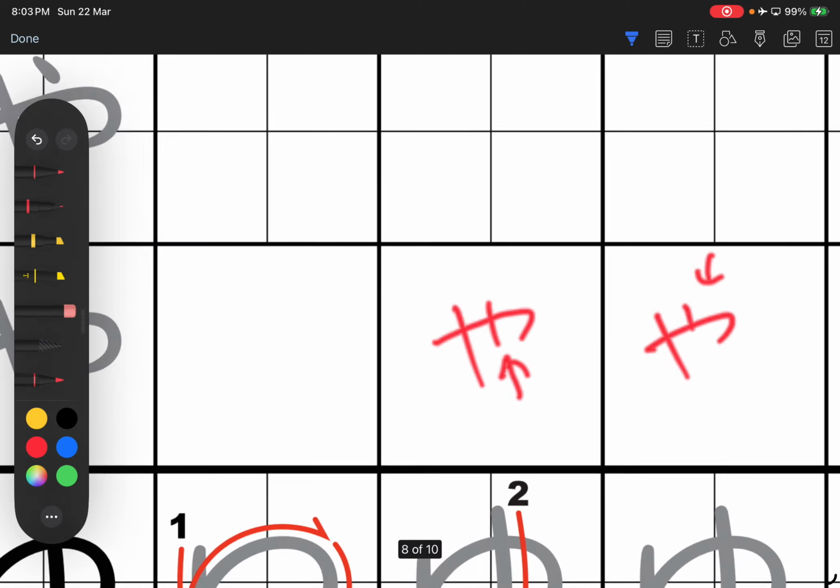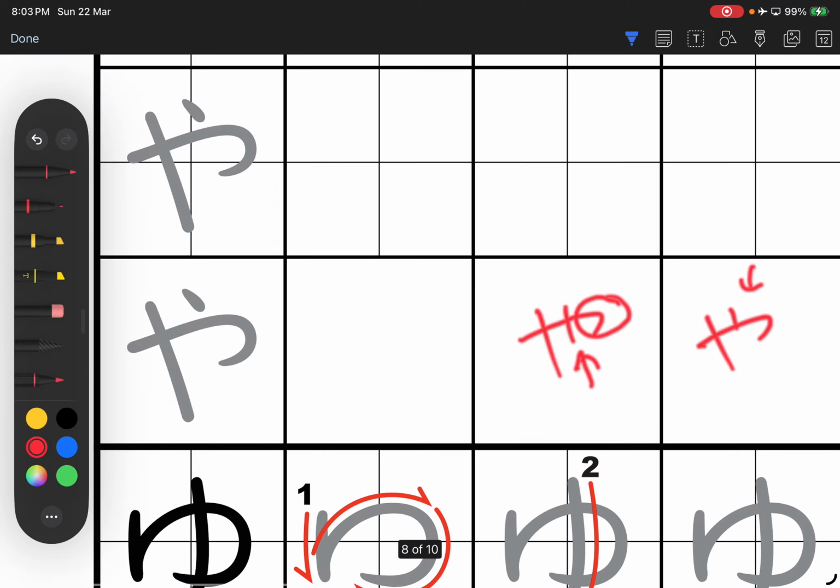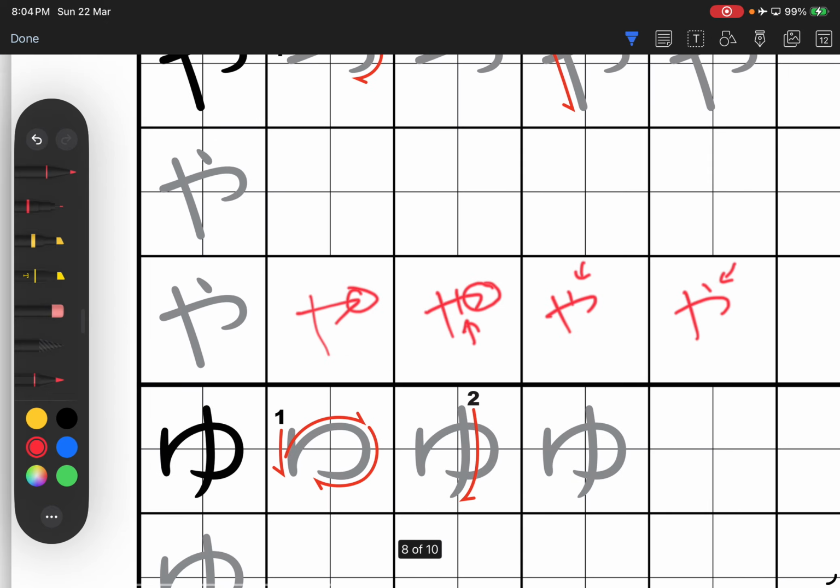For this one, just be very careful. Your hook here, don't be too sharp, because the katakana version is like that. So if it's too sharp, it looks like the katakana version. Just make it as curved as you can.